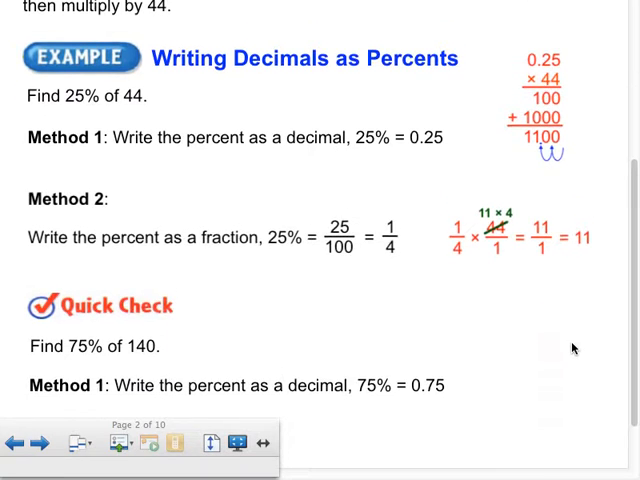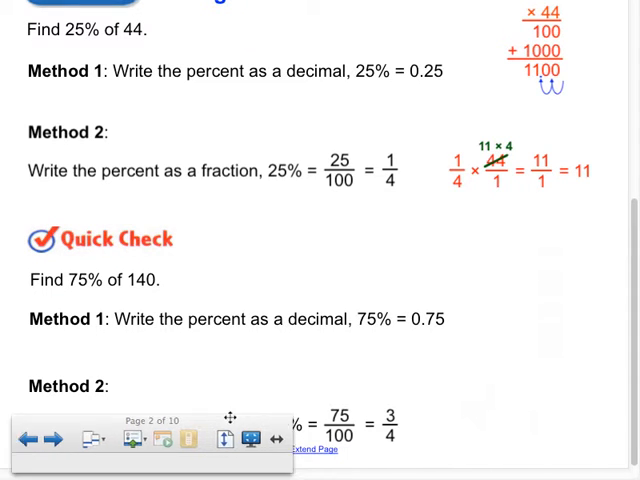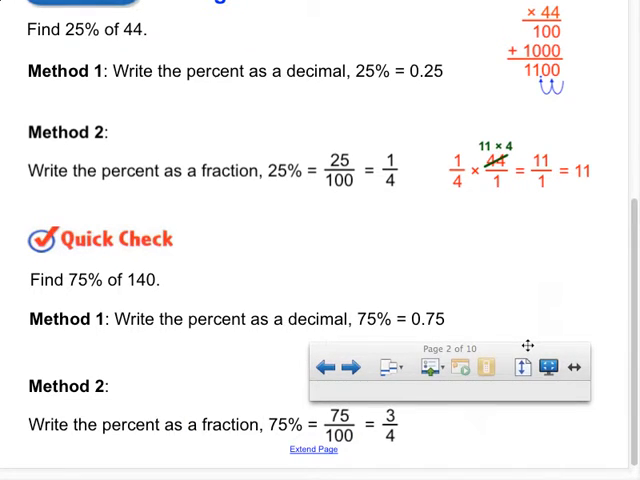Now, that was my example for you. What I'd like you to do is try the 2 methods here. I even give you the fraction here, and I give you the decimal here, just to get you going.